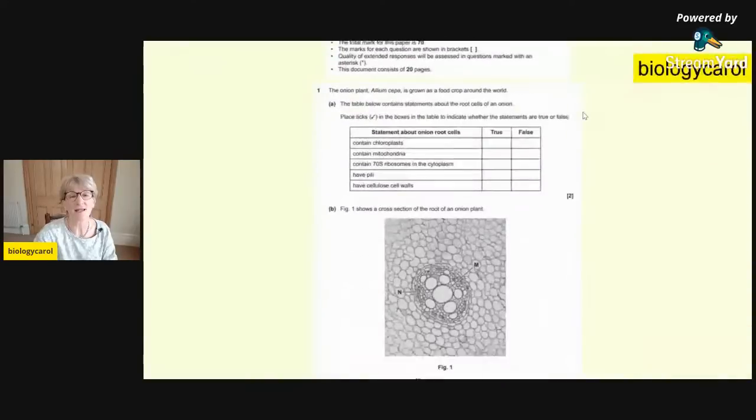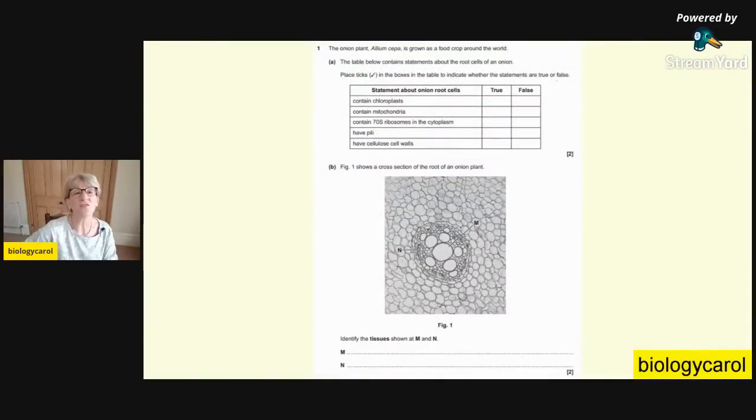So let's get started. First of all, we've got an onion plant and we've got a table below about the root cells of onions, and we've got to place a tick in the appropriate boxes. Well, here is what I think makes sense.